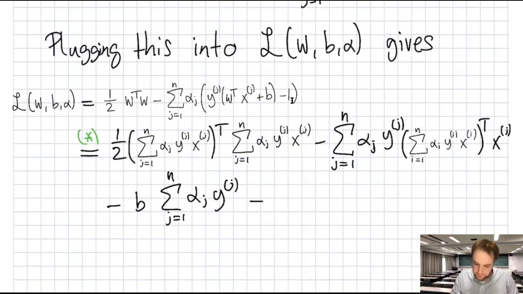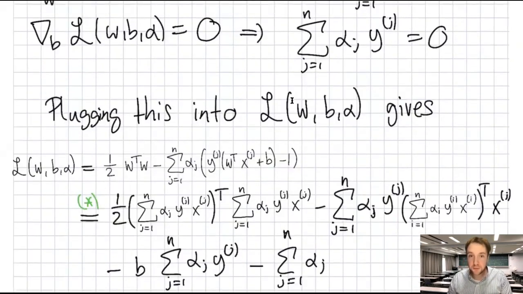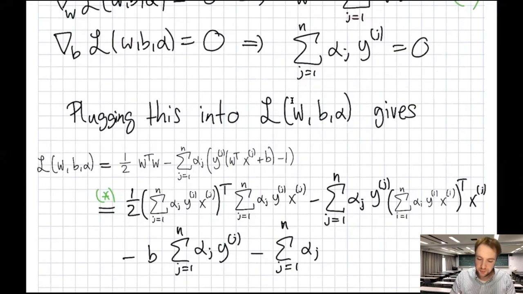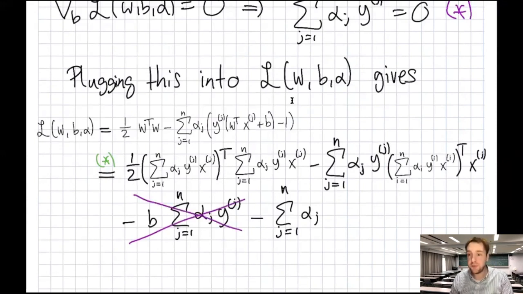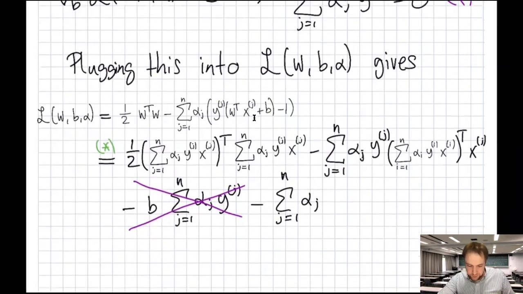And minus this part here, minus the sum j goes from 1 to n alpha j. Okay, and now, first thing we see that this condition here, that this equals zero, will actually simplify something here. Namely, this will simplify this term here. So actually, there will be no b anymore in this equation here. And yes, and now we can also write this out.